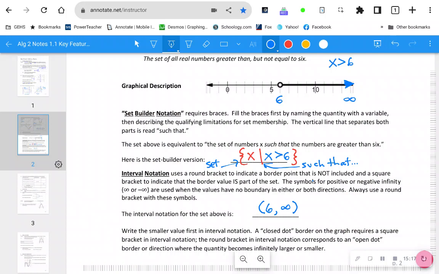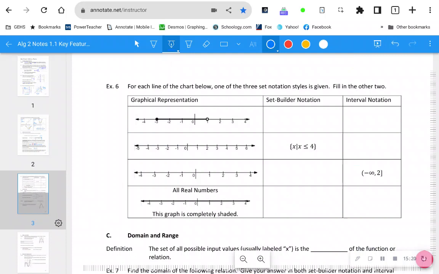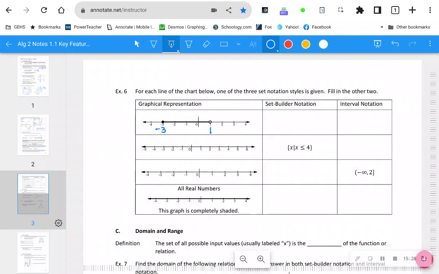Okay, so let me give you some examples of this. All right, so what we have here is a closed dot at -3, and it's shaded between there and 1, where you have an open dot. So the smaller number first, the bigger number second, and we're going to include the -3 because of that closed dot and not include the 1 because of the open dot. So that's the interval notation version.